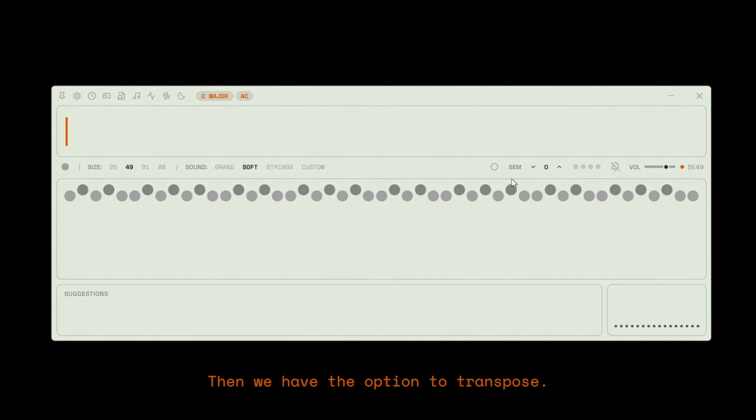Then we have the option to transpose. You can transpose up and down by semitones, or if you click on this SEM, you can choose to transpose by octaves, and it will of course remember your choice between semitones and octaves both. I'll just reset it.